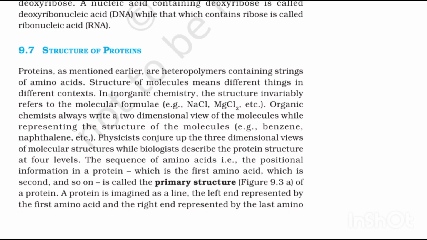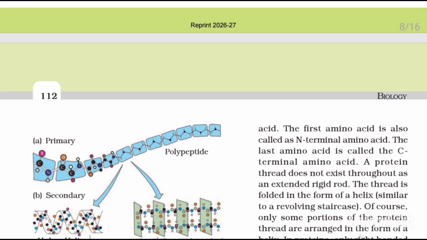The sequence of amino acids, that is the positional information in a protein, which is the first amino acid, which is the second, and so on, is called the primary structure, which can be seen in figure 9.3a. A protein is imagined as a line, the left end represented by the first amino acid and the right end represented by the last amino acid. The first amino acid is also called the N-terminal amino acid. The last amino acid is called the C-terminal amino acid.